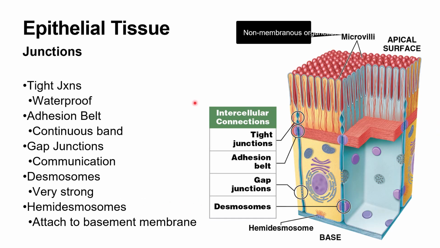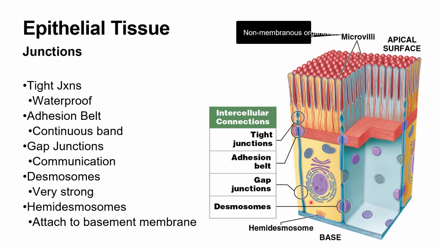Going further into the junctions of our epithelial tissues, we see a great illustration on the right-hand side here of our tight junctions that we find right here, giving the waterproof characteristic to epithelial tissue. We also have what are called adhesion belts. Adhesion belts are going to be sort of the backups for our tight junctions when it comes to trying to maintain that overall waterproof nature.